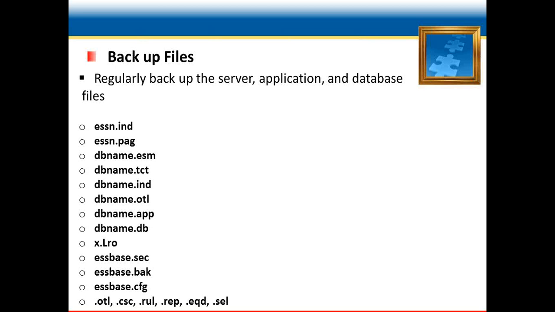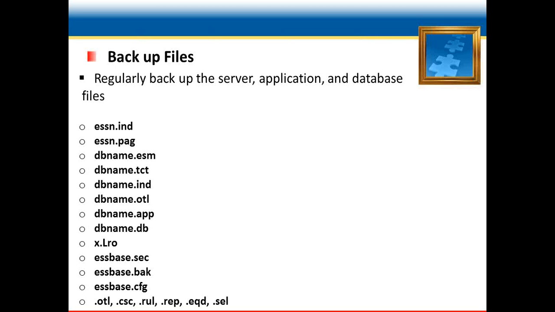And now I'm going to explain where the security file, the cfg file, and the backup file are stored. They are stored in ARBORPATH and the bin location. So under the bin folder these files are stored.